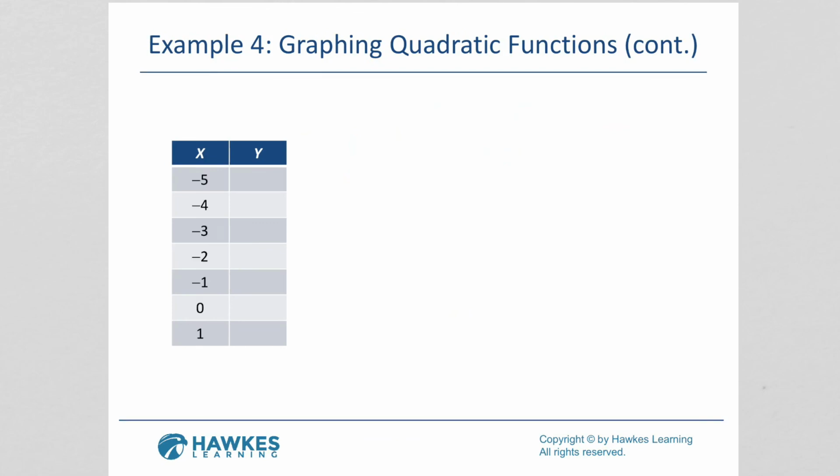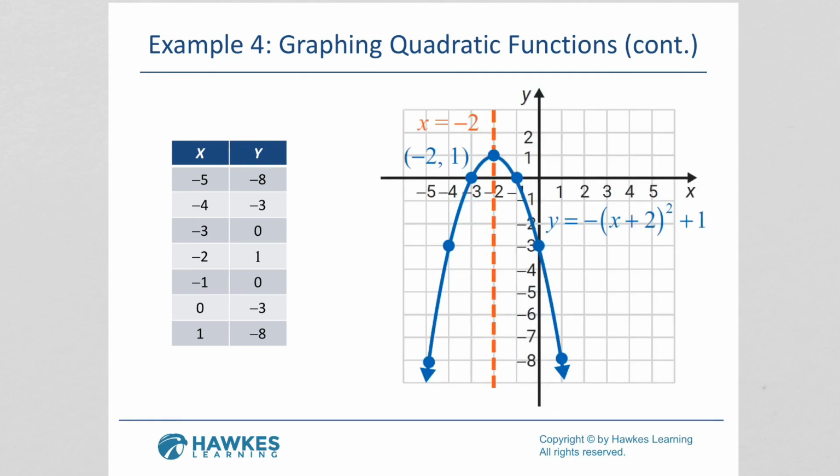Our table of values are going to be -5, -4, -3, -2, -1, 0, 1. When I plug in -5, I get -8. When I plug in -4, I get -3. When I plug in -3, I get 0. When I plug in -2, I get 1. When I plug in -1, I get 0. When I plug in 0, I get -3. And when I plug in 1, I get -8. So this is what my graph looks like.